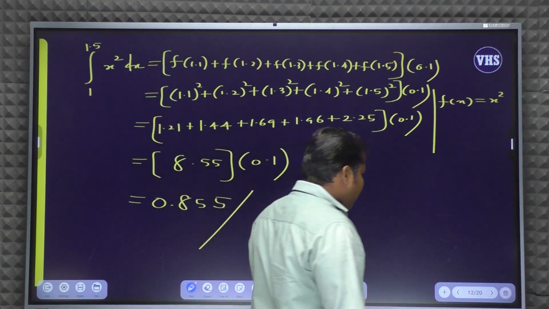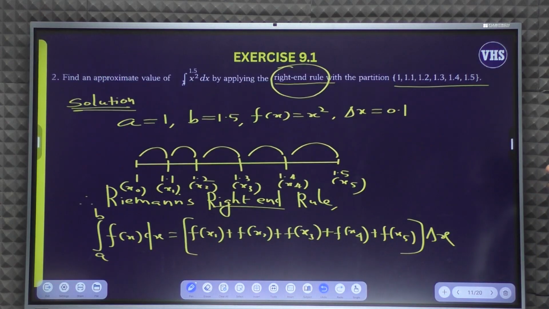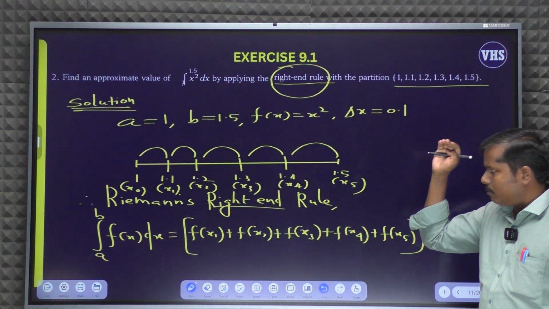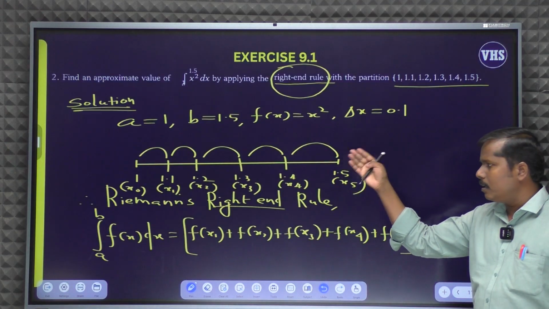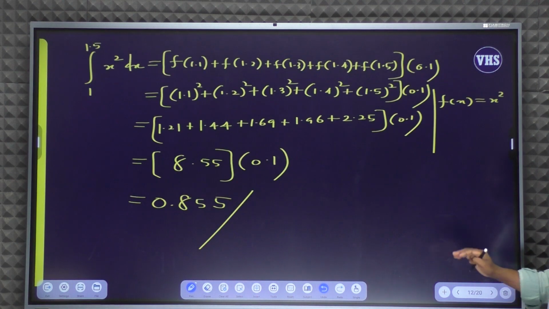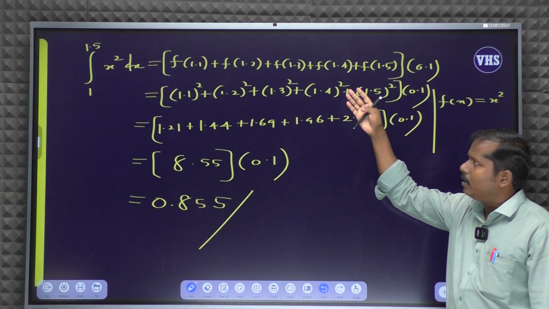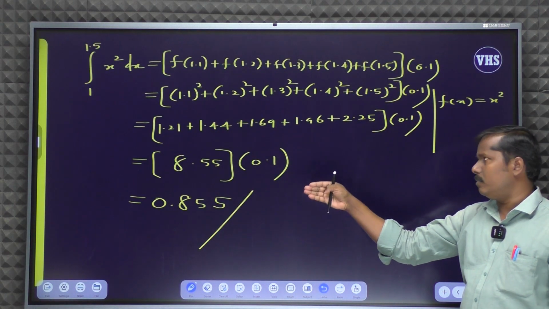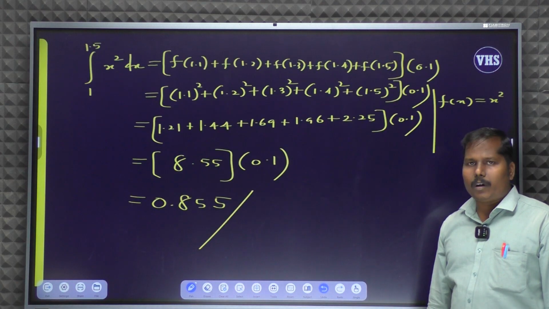Students, it is very easy that you can get 3 marks. So get a, get b, get f of x. Draw the rough diagram like this. Write the formula. As soon as you write the formula, the very next step is nothing but pure substitution. Just simple substitution, simple calculation giving us the answer. Students, I hope you understand this problem.